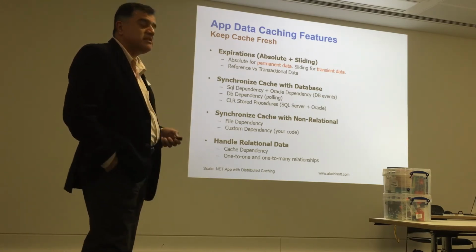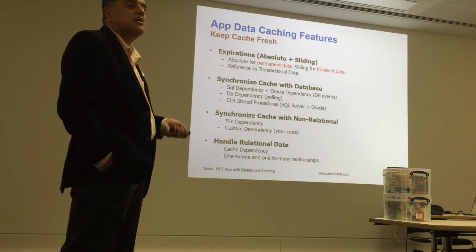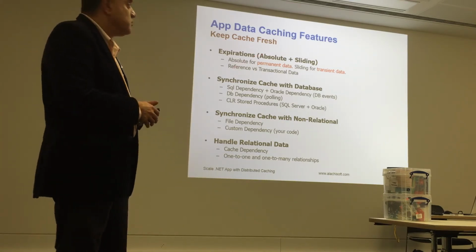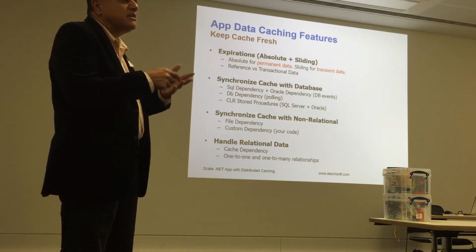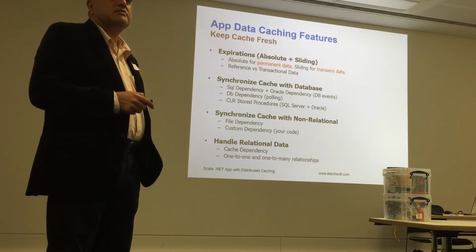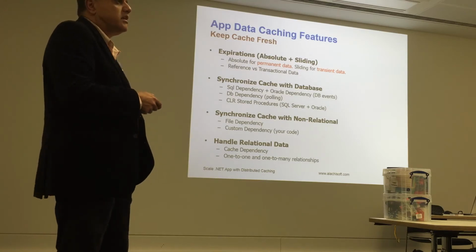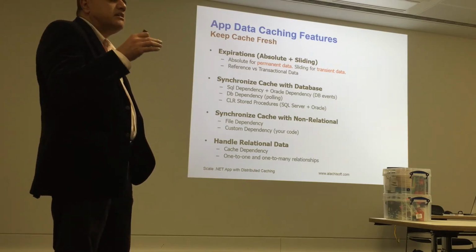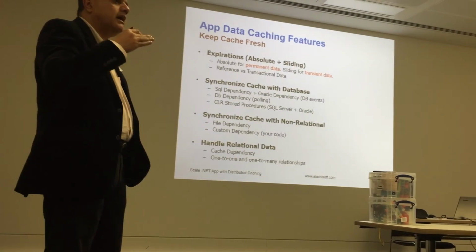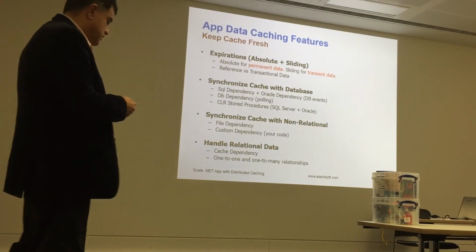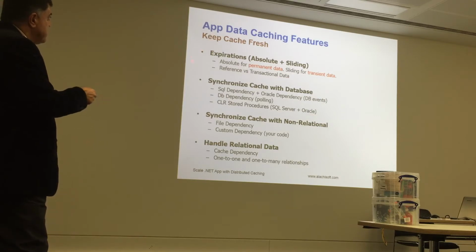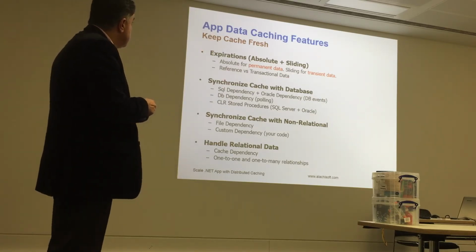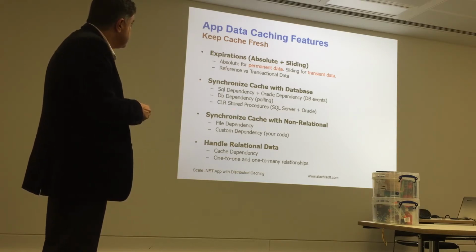For example, the reference data would expire probably every few hours, or maybe once a day, or once a week, whatever. But for transactional data, the most common expiration is like 5 minutes. Some customers expire this every 30 seconds, because in that 30 seconds they'll read it 5 times, and that is good enough. So that's one way to keep the data fresh, which is just to remove it.